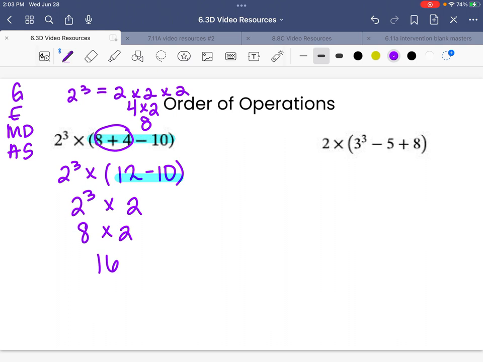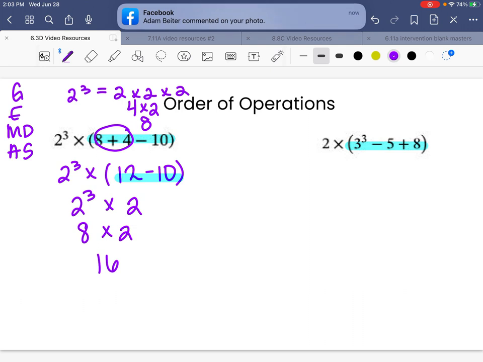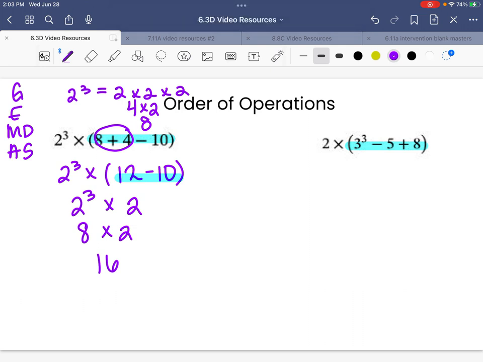When we look at this next example, I see that we have grouping symbols, but we also have exponents in the grouping symbols. So I know I always start first with grouping, and then within that grouping symbols, I still have to follow the order of operations, which tells me that I'm going to take care of the exponent first.